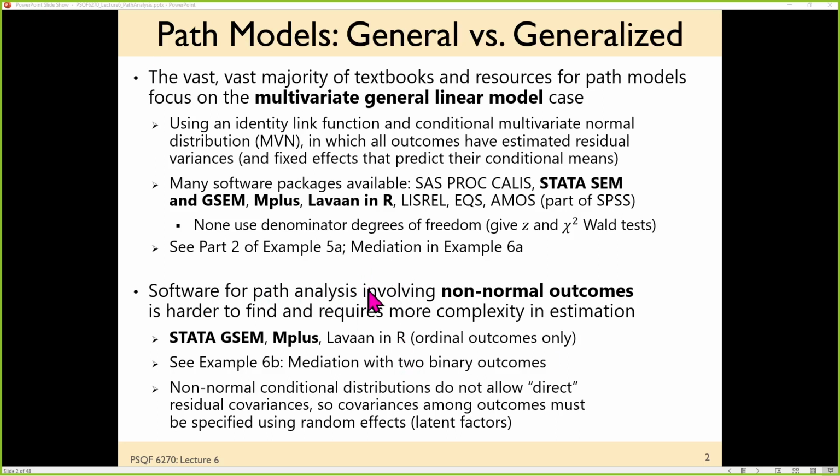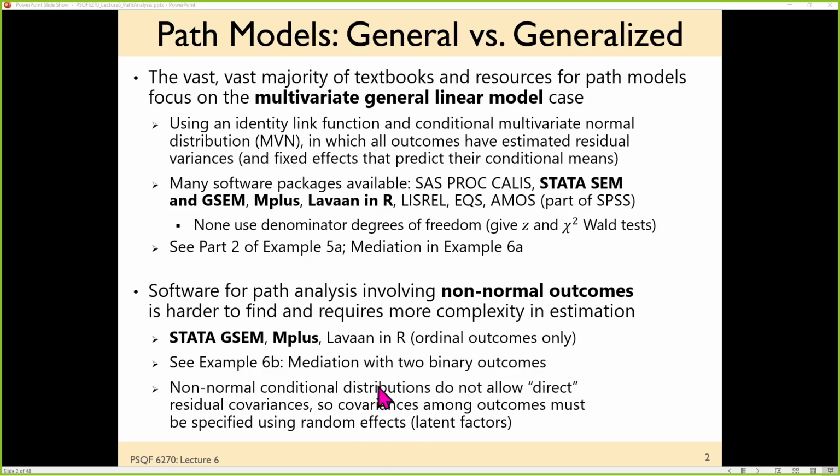Anywho, software for not normal outcomes is a little bit trickier to come by. So it is possible. Stata's GSEM is one package that has quite a few different link functions and conditional distribution options. Mplus is the one that I am most familiar with. Lavaan in R does ordinal outcomes only. So that's the bummer with it. And it only does limited information estimation for those ordinal outcomes, so we won't be able to use it for the last example, which is a path model that ends in logits.